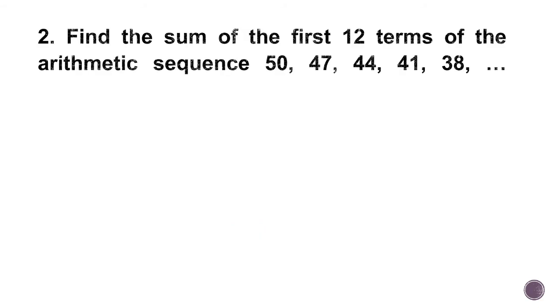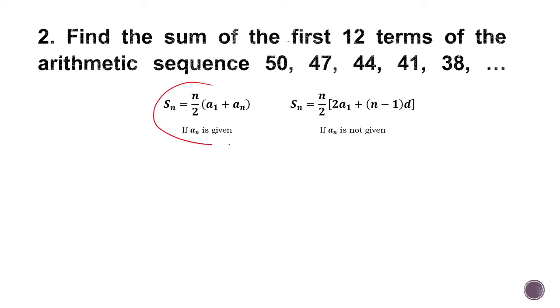Find the sum of the first 12 terms of the arithmetic sequence 50, 47, 44, 41, 38, and so on. So in this problem, the sequence is given, but the sequence is infinite. We don't know the last term, because what we are asked to solve is the first 12 terms. We are going to add the first 12 terms. We don't know the 12th term, so we cannot use this formula. What are we going to use? We're going to use this one, because what we know is the first term, and we can also get the common difference from the given sequence.